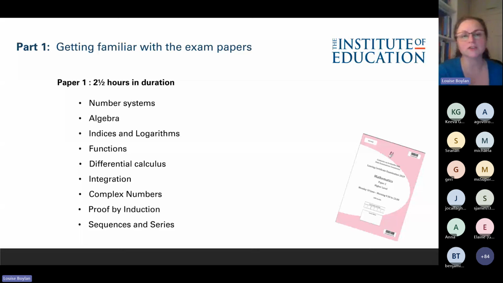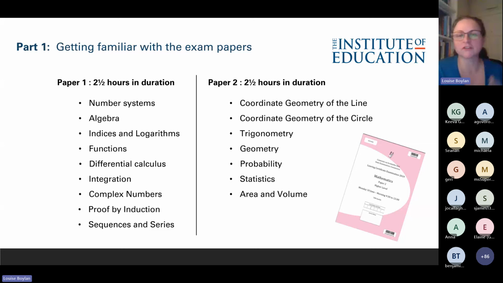Then if we look at paper two, same duration, 2.5 hours. It looks like there are fewer topics, but they're substantial topics. We've got coordinate geometry of the line and the circle. Then we have trigonometry, which is a massive topic in itself. Then geometry, and then probability and statistics. And the last one here is area and volume. Area and volume is a bit of a floater; it can go between the two papers.